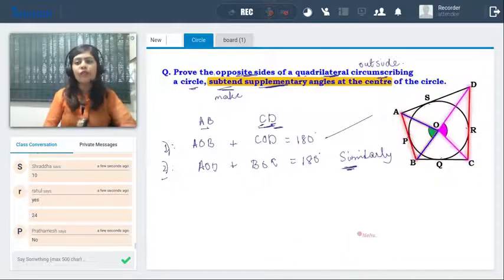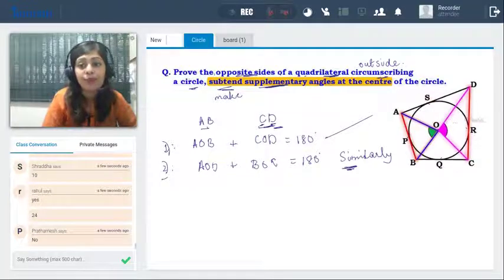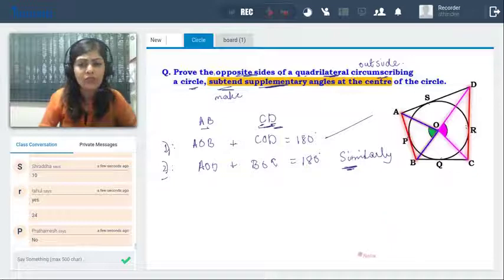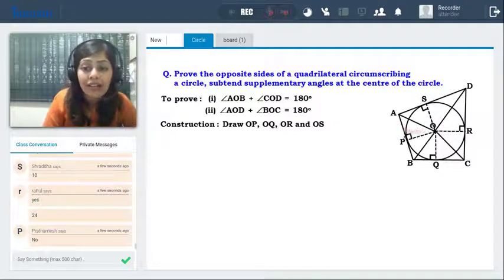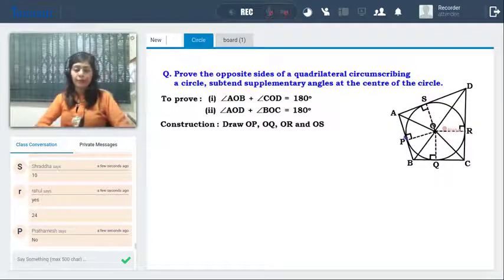But students, I have always said, if you have a center and points of contact between the tangent and the circle, always join the radius. You have to always join the radius. As you can see, we have joined OP, OQ, OR, OS. And what do we know? Simultaneously mark the 90-degree angle. OP is perpendicular to AB, OQ is perpendicular to BC, and so on and so forth.